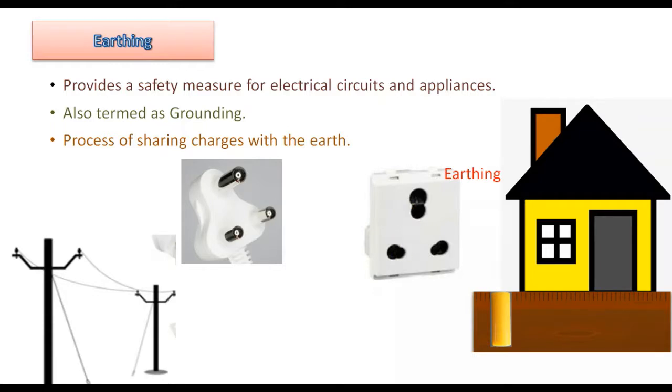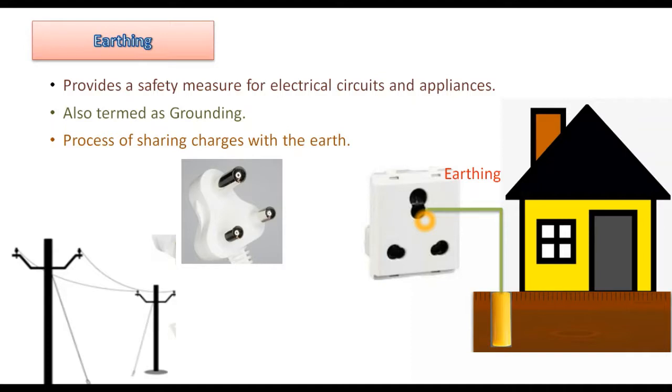Now, these 3 pins are connected to 3 kinds of wires. One of them is connected to the positive terminal, and the other one is connected to the negative terminal. And this third one, it is for earthing. So, let's first talk about earthing. Now, inside our house, you would have seen these kind of sockets, right? So, this particular terminal, this is always for grounding.